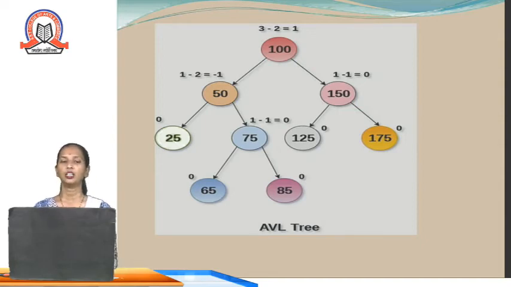Then the node that comes is 50. For the 50 node, the balance factor will be 1 minus 2. So how is the minus 2 coming? For the node 50, there are two nodes below on the right, that is 75 and 85, so the right height is 2. So 1 minus 2, the balance factor will be minus 1. So that is allowed. What about the 150 node? For the 150 node, the balance factor will be 1 minus 1, because it has the left child and it also has the right child. So the balance factor is 0.